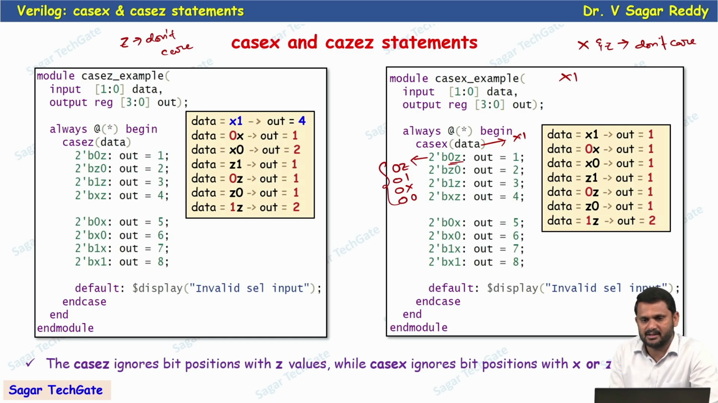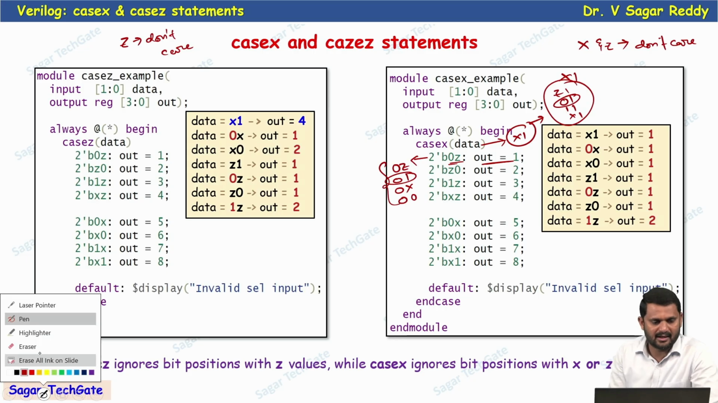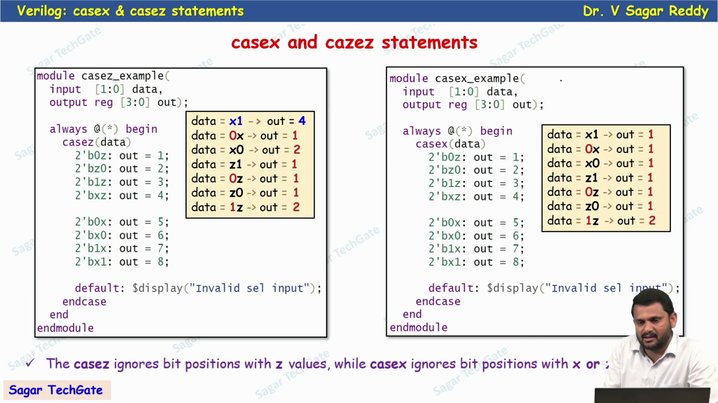Okay, the data is x1. So now what is x? X is also a don't care. It can be considered 01 or 11 or x1 or z1. These are the possible combinations for this x1. And these are the possible combinations for 0z. So now here 01 and 01 match. Clear? Understood. So now the output out equals 1 for the given x1. Then we'll analyze another example now. Here what is the data? The data is 0x.